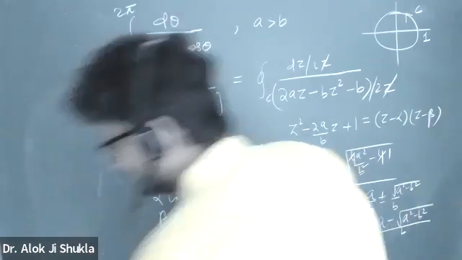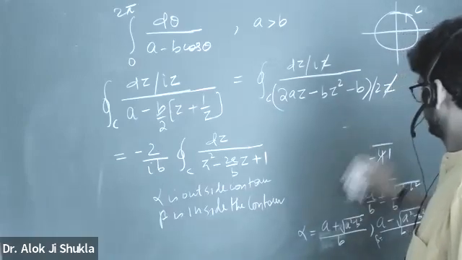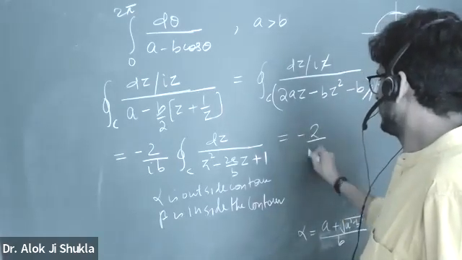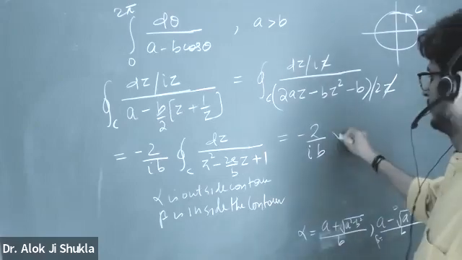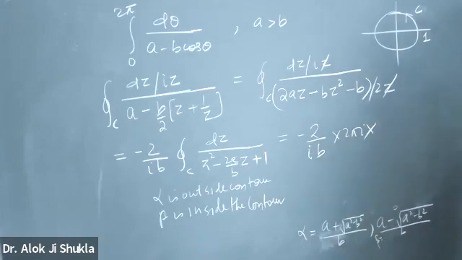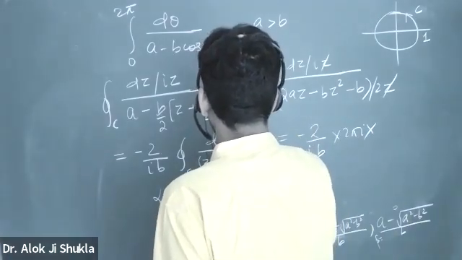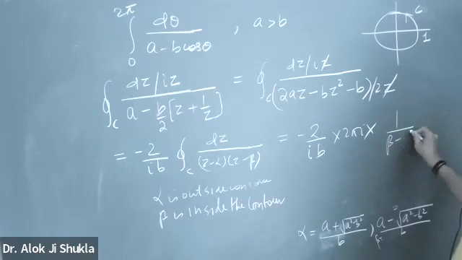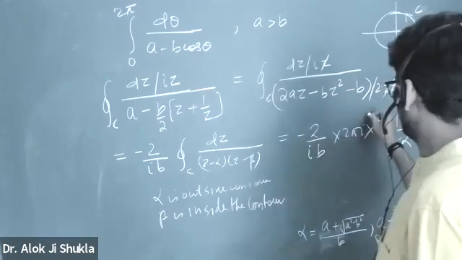And also, I want to erase this. This will become minus 2 by ib into 2 pi i into residue. And here we have z minus alpha, z minus beta, because we have factorized it. Residue at beta will become 1 upon beta minus alpha. If you take beta minus alpha, it will be iota and iota gone.